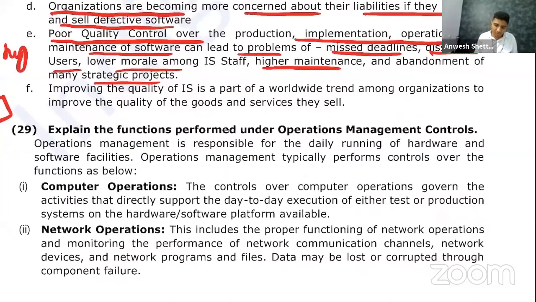Next one is improving the quality of information systems is a part of a worldwide trend. That is also there. Whenever you look at a website, earlier we used to have HTTP, now we have HTTPS. So why are all the companies shifting to a more secure way of building a website? Because everybody else is doing it. Simple as that.